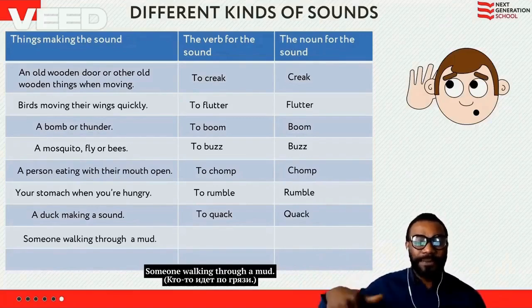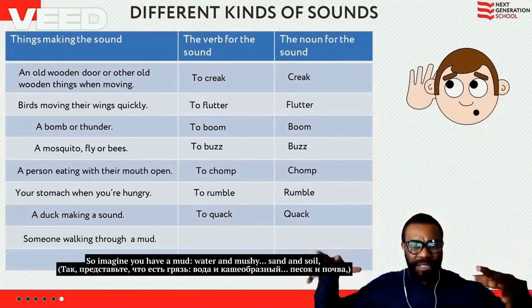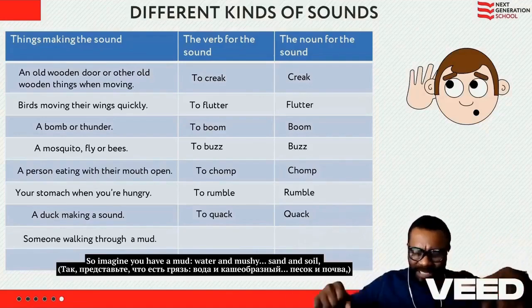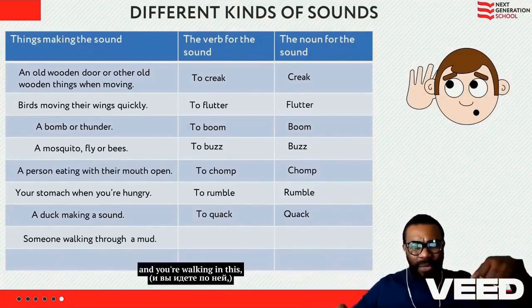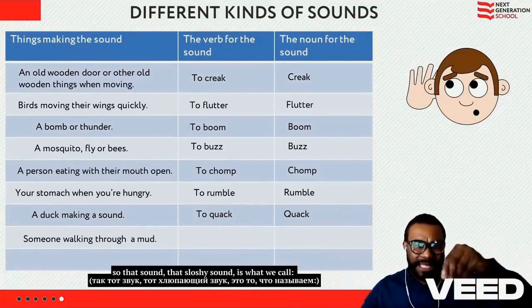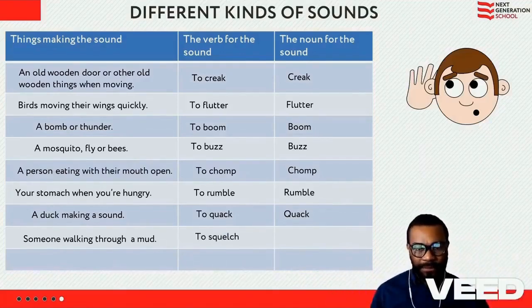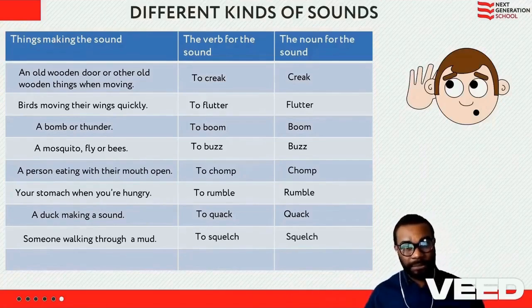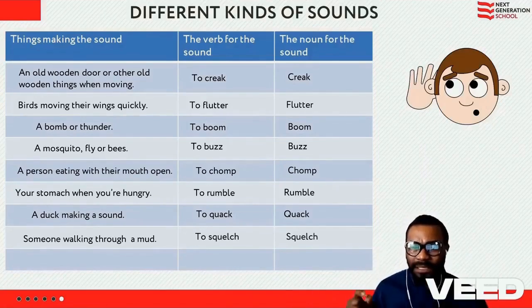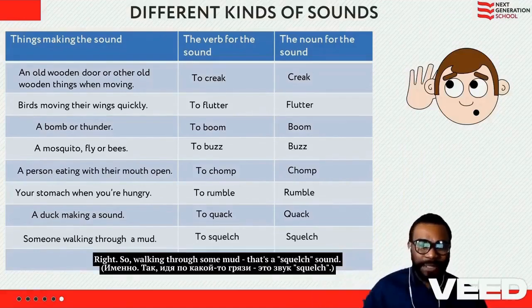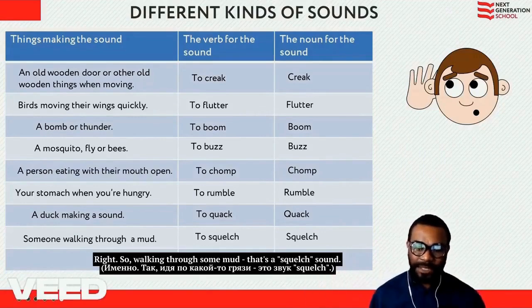Someone walking through mud. So imagine you have mud, water and mushy sand and soil, and you're walking in this. So that sloshy sound is what we call to squelch. Squelch, right? And the noun is just squelch. Listen. Right, so walking through some mud, that's a squelch sound.